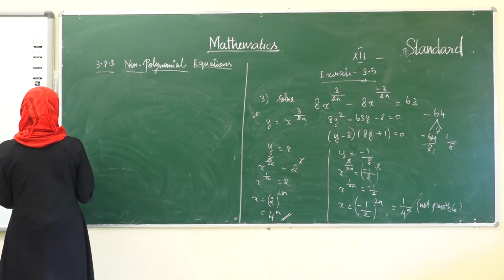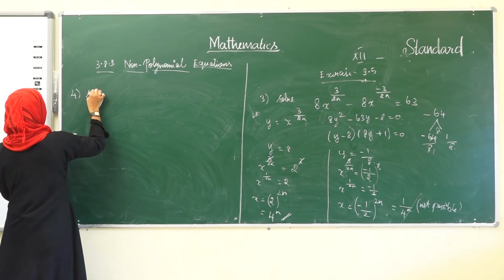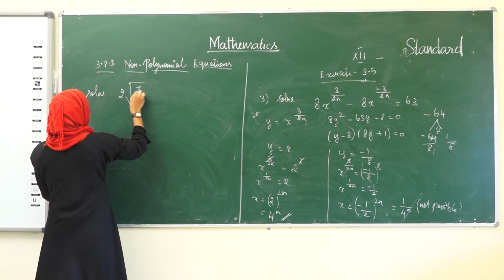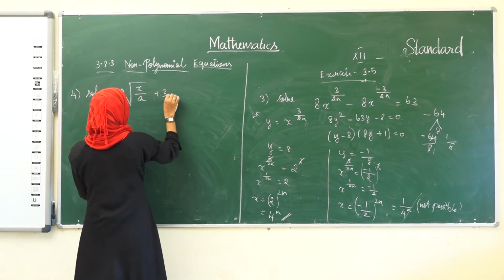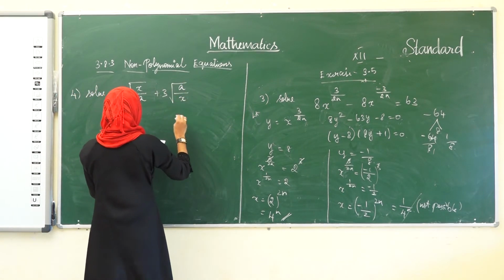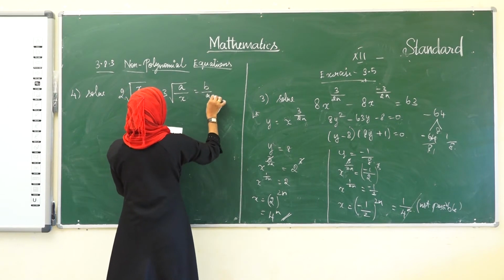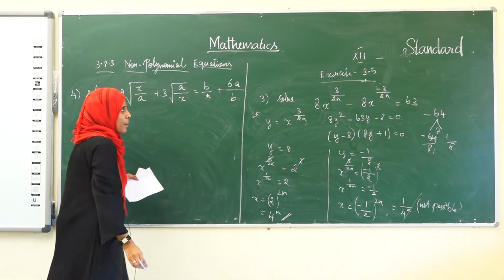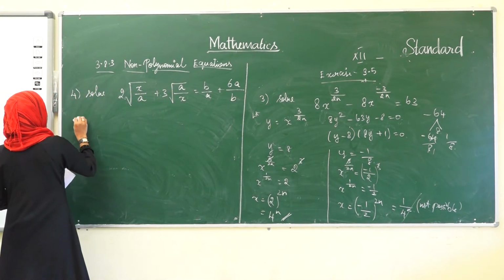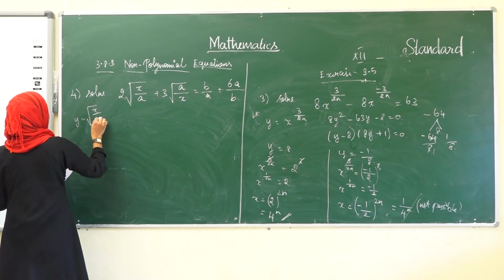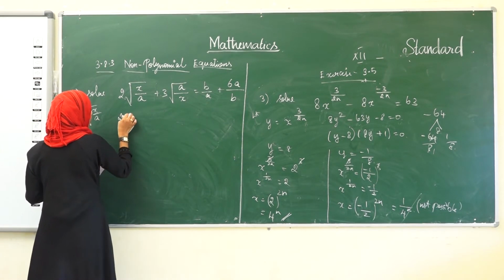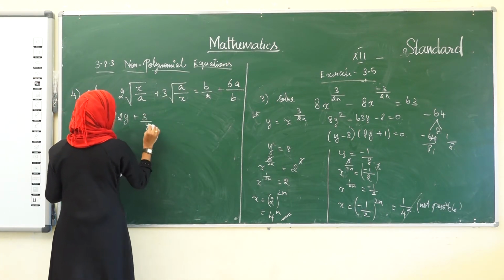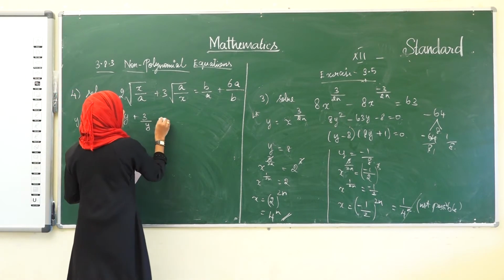Now let us move on to the fourth sum. What they have asked us to do: solve 2 into root of x divided by a plus 3 into root of a divided by x is equal to b divided by a plus 6 into a divided by b. The same way, we are going to substitute y is equal to root of x by a. The equation becomes 2 into y plus 3 into, this is the reciprocal, therefore 3 divided by y, which is equal to this term.